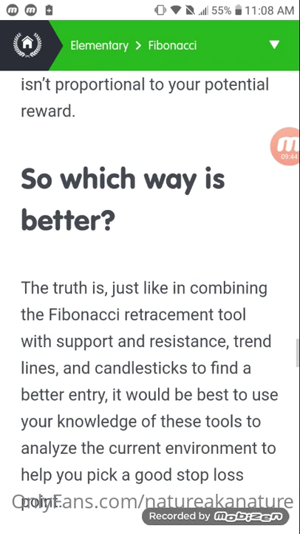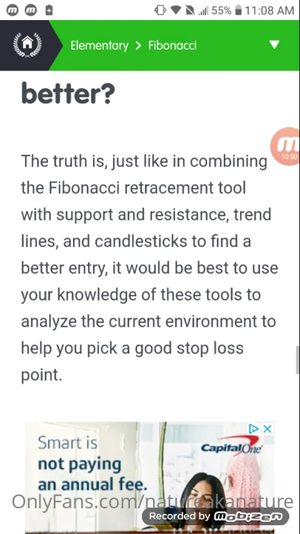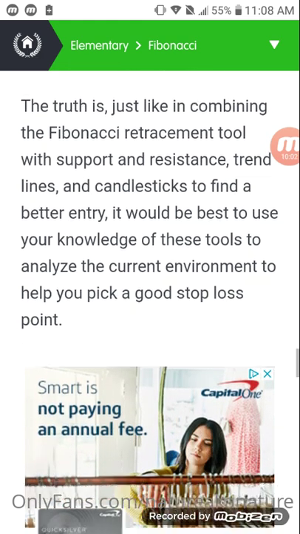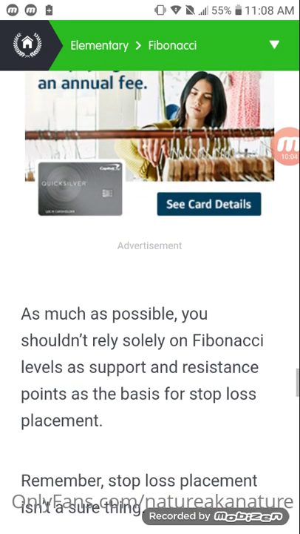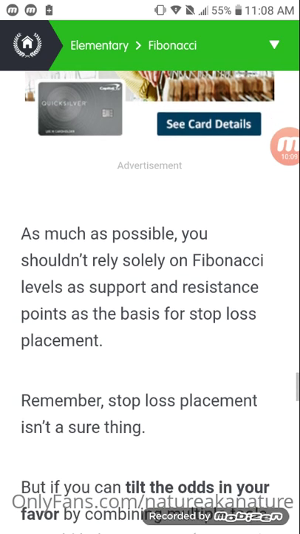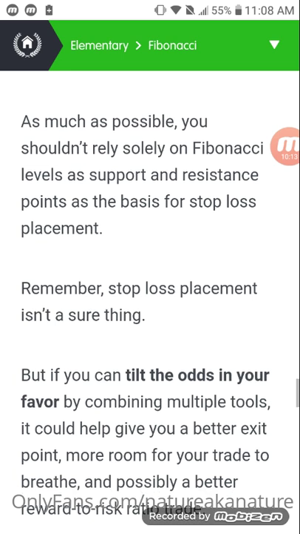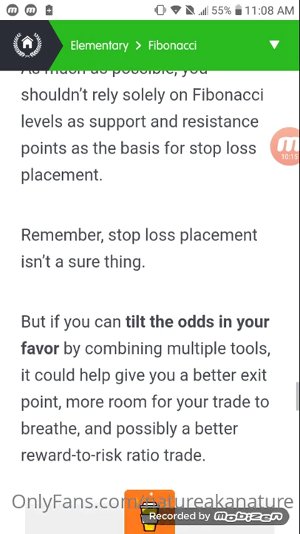So which is the better way? The truth is, it's up to you. Just like in combining the Fibonacci retracement tools with support and resistance, trend lines, and candlesticks to find better entries, it would be best to use your knowledge of all these tools and analyze the current environment to help you pick a good stop loss point. As much as possible, you shouldn't rely solely on Fibonacci levels or support or resistance points as the basis for stop loss placement. Remember, stop loss placement isn't a short thing. None of these things are short things.